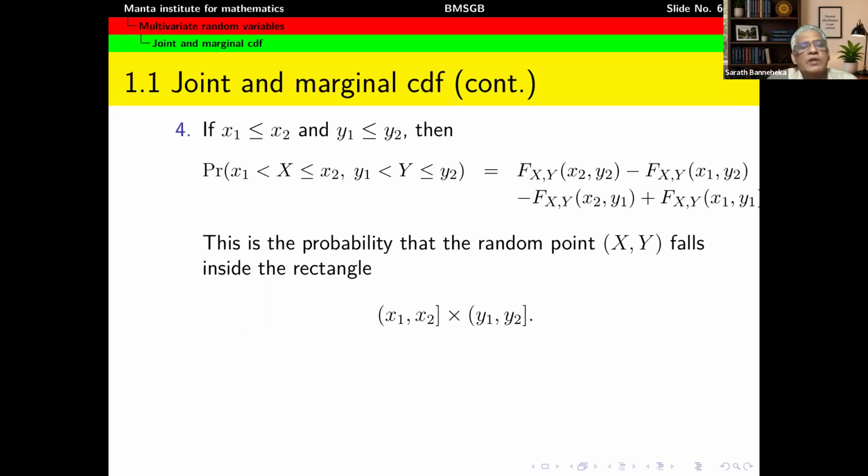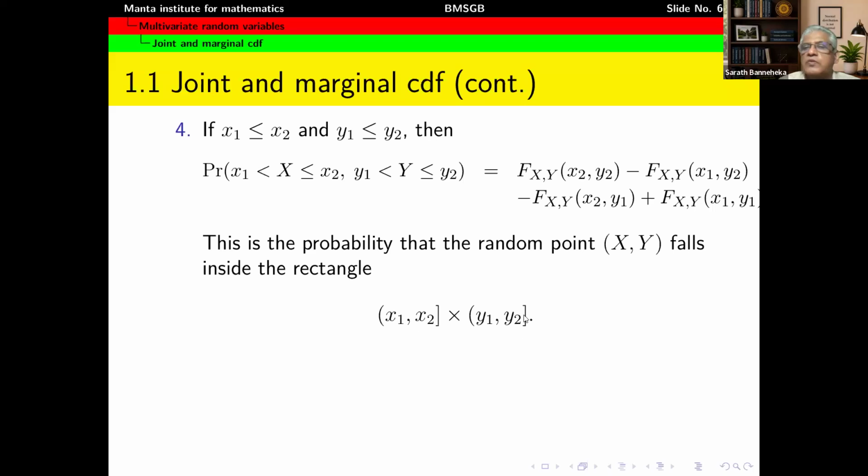And here I have given you the expression that you can use to find the probability that your capital X and capital Y will be in a certain rectangle, right? Here we are looking at the probability that the random point (X, Y) falls in this particular rectangle, the interval X1 to X2 times the interval Y1 to Y2. So that gives you a rectangle. But notice here, X1 is open, that means X1 is not included in the interval, but X2 is closed, that means X2 is included in the interval. And similarly for this interval, right?